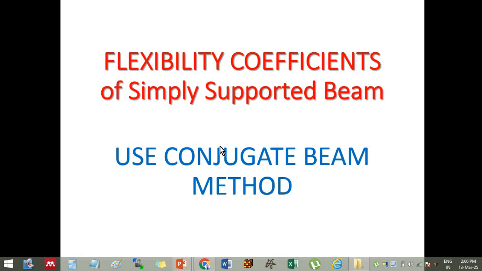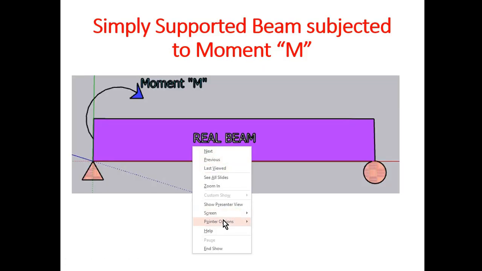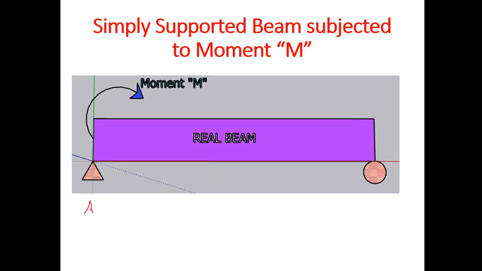Today we will see how to calculate the flexibility coefficients of a simply supported beam by using the conjugate beam method. This is a beam which is simply supported at its ends. Take this end as A and this end as B. This is the real beam, which is subjected to moment M at this point. The length of the real beam is L, so the distance between the supports is L.